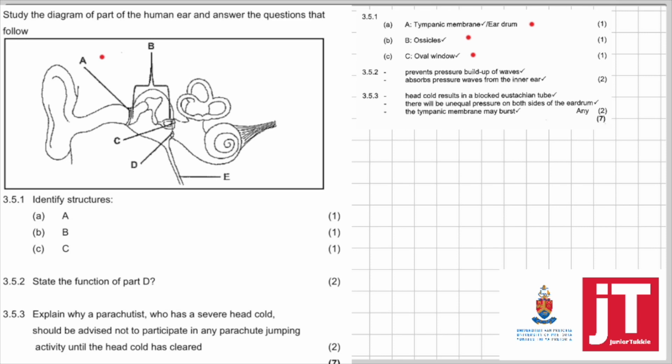352. State the function of part D. That's the round window. It prevents pressure buildup of waves and absorbs pressure from the inner ear. And the last question, 353. Explain why a parachutist who has a severe head cold should be advised not to participate in any parachute jumping activity until the head cold is cleared. The head cold will result in a blocked eustachian tube. There will be unequal pressure on either side of the tympanic membrane, and the tympanic membrane may burst.